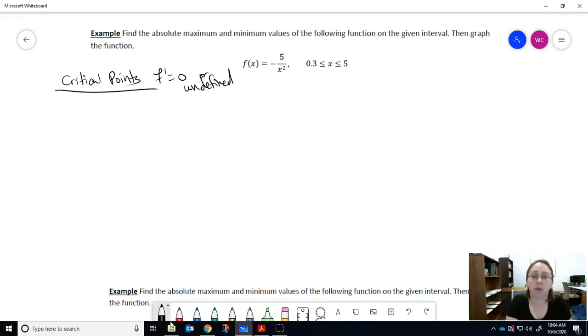Now, to take the derivative of this function, we'd probably want to rewrite it. So this is algebra here. Bring your x up so that you can see your power rule. Then take the derivative.